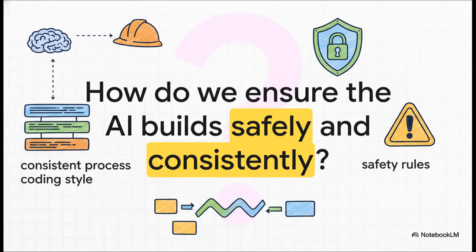Right, so just knowing what to build, that's only half the battle. The AI also needs to know the right way to build it. So the question becomes, how do we make sure it follows a consistent process? How do we get it to adopt a professional coding style? And maybe most importantly, how do we set up some hard and fast safety rules that it can't break?